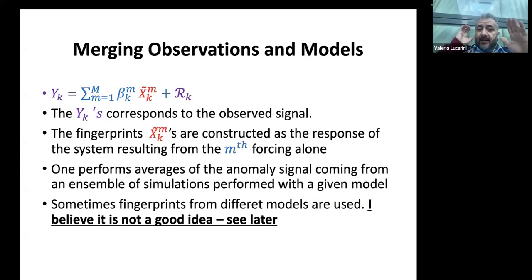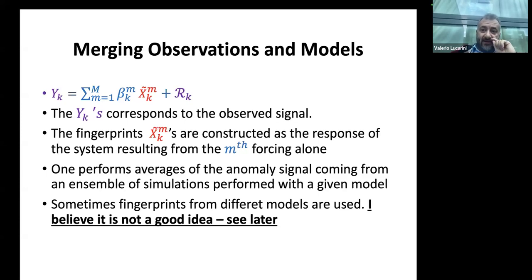Again, as I said, the fingerprints are constructed from one or more models by doing the operation I mentioned. I have a reference climate state, I apply that individual forcing, I observe the change, I average over many model runs, and I get my signal.